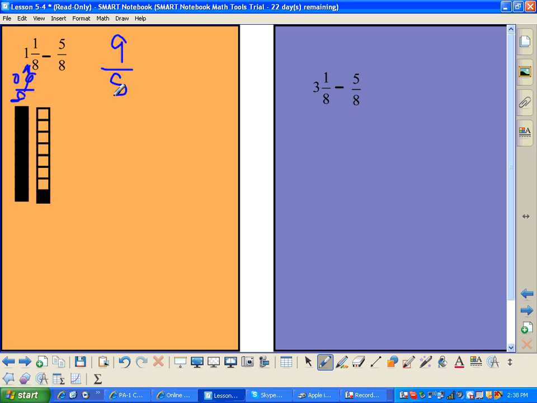Now we can do 9/8 minus 5/8. So with our subtraction, 9 minus 5 is 4. 4/8 is our answer. And of course we will simplify that down to 1/2.